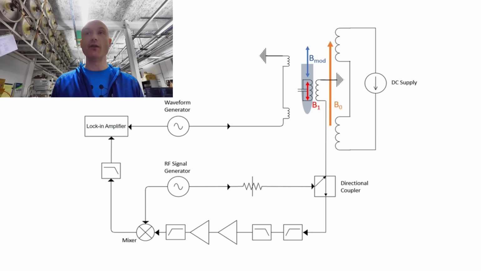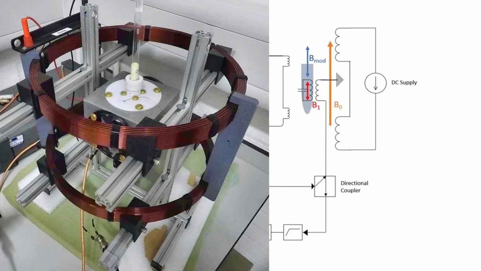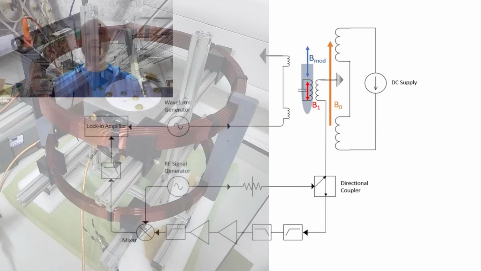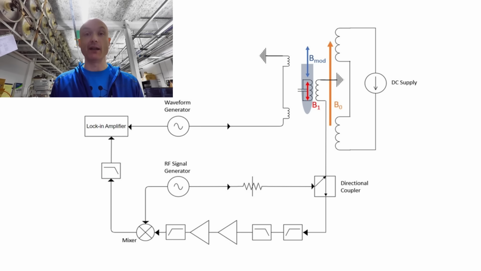So starting on the right hand side of the diagram, you'll see we've got a DC supply connected to two inductors. Now that is a Helmholtz coil setup, and that's how we generate our static magnetic field, which is the one that we sweep for the experiment, and produces the Zeeman effect in the sample, and that is B0 as it is labelled on the diagram.